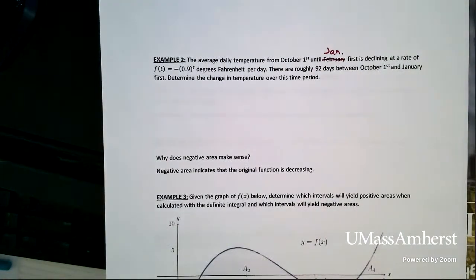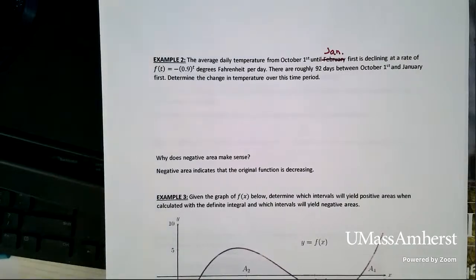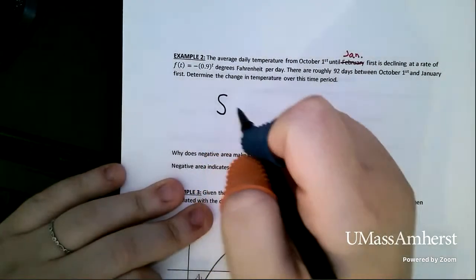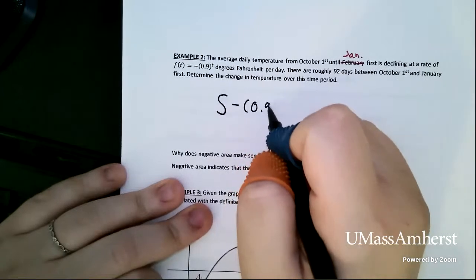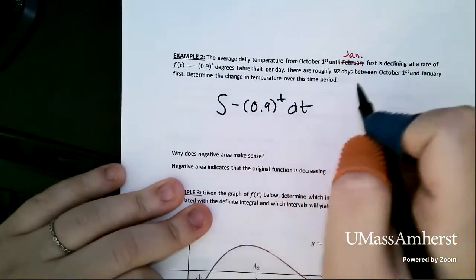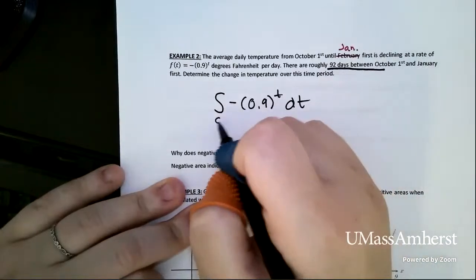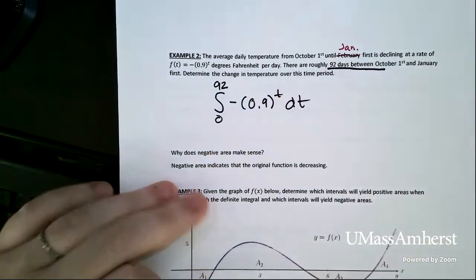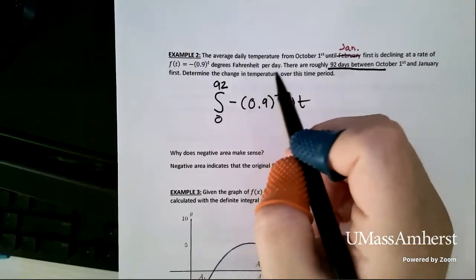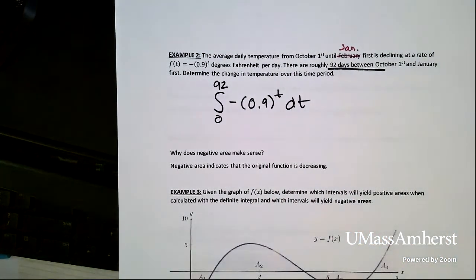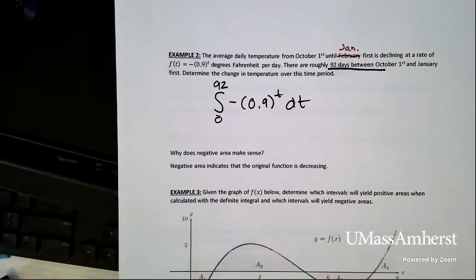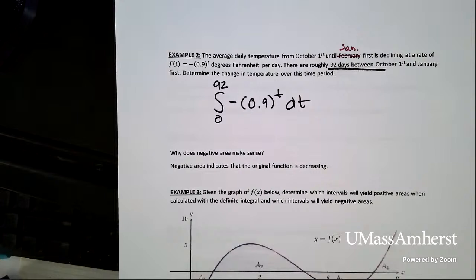So what we need to do is we need to integrate our rate, okay? And we're going to be integrating our rate, negative 0.9 to the t dt over the 92 days. So 0 to 92. Notice that this is in days, the rate is in days, everything matches up. What's different here is the interpretation, okay? So when we plug this in, if you have a calculator, you can go ahead and plug it in. I'm going to plug it into mine so I can show you again the syntax.